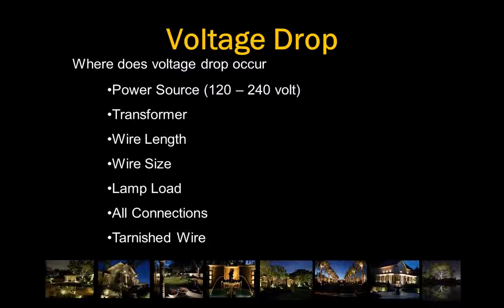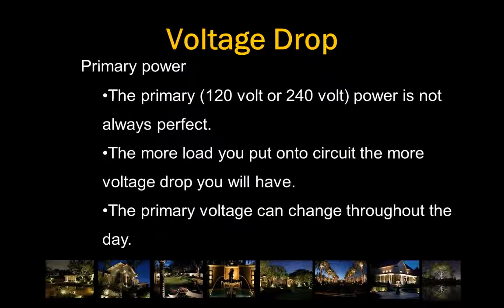And then tarnished wire. I get the question all the time, can I reuse the wire that's already in the ground? If that wire is tarnished, it's much like reusing a clogged pipe. You're not going to get as much carry through of electricity through tarnished wire as you would through good brand new wire. Primary power, this is very important. Primary power is not always 120 volts. I know we like to think that, but it really isn't. It changes throughout the day, and it changes on the usage throughout the part of town that you're in.